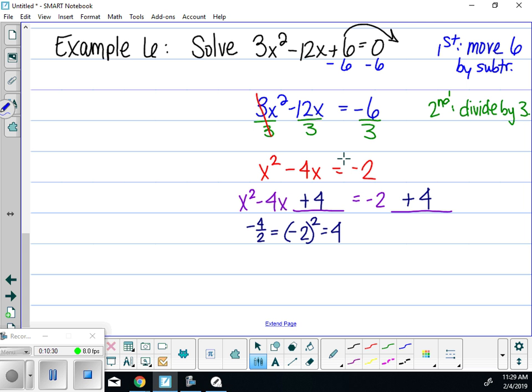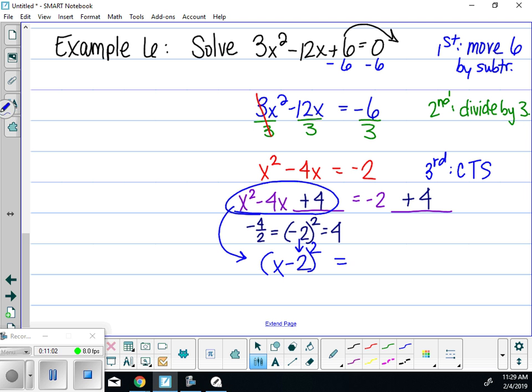So now what happens, I guess I should put this as the third step: complete the square. What happens when we turn this into a perfect square trinomial is that it now factors into x minus 2, see where the negative 2 comes from, squared. Negative 2 plus 4 is positive 2.